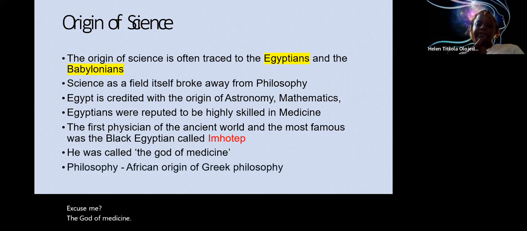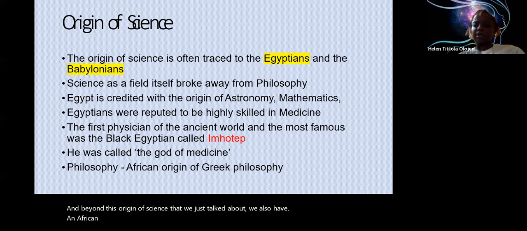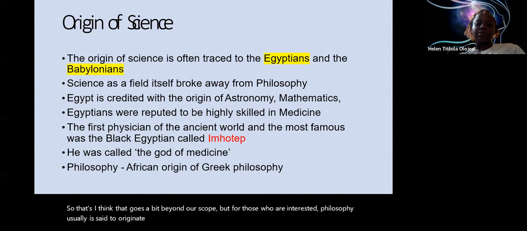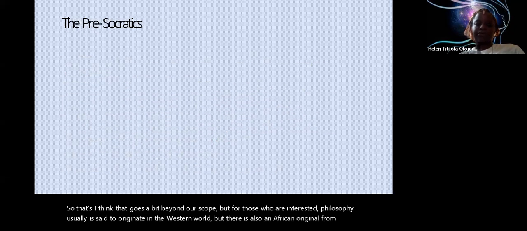And beyond this origin of science that we just talked about, we also have an African origin of philosophy that is in the literature. But I think that goes a bit beyond our scope. For those who are interested, philosophy usually is said to originate in the Western world, but there is also an African origin of philosophy.